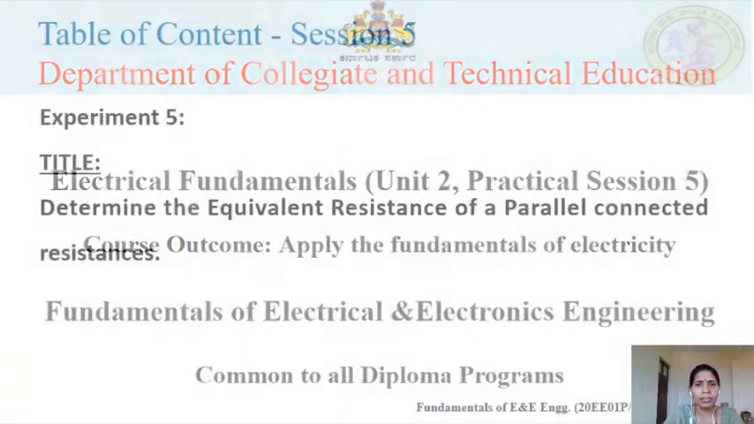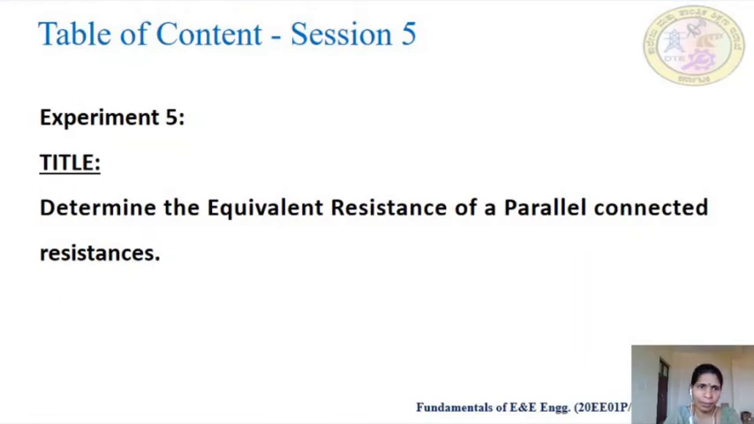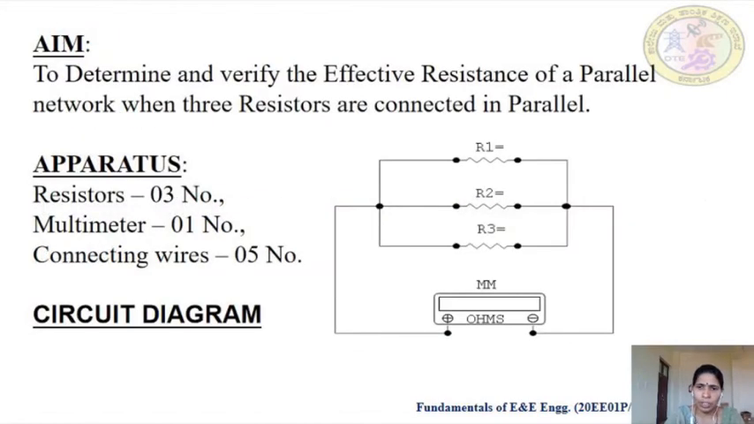Let's start with experiment number 5. Title: Determine the equivalent resistance of parallel connected resistances. The aim of the experiment is to determine and verify the effective resistance of a parallel network when three resistors are connected in parallel. Apparatus required: resistors 3 numbers, multimeter 1 number, connecting wires 5 numbers.